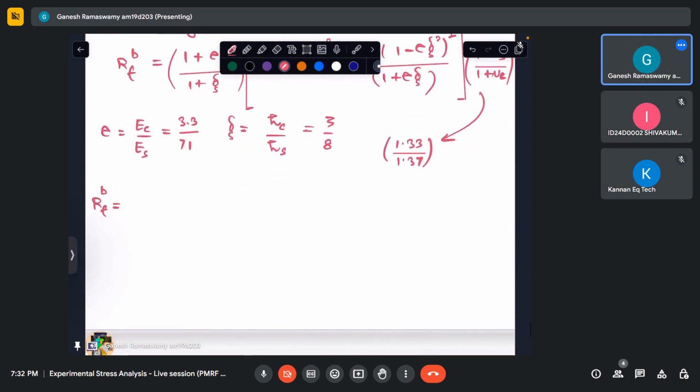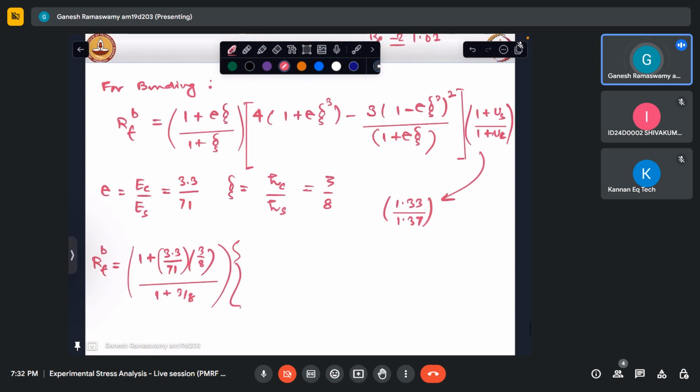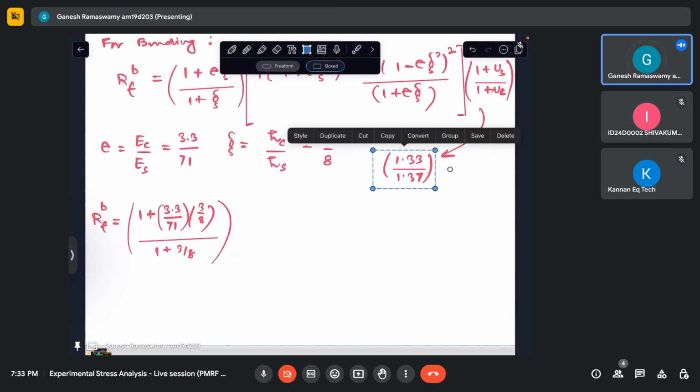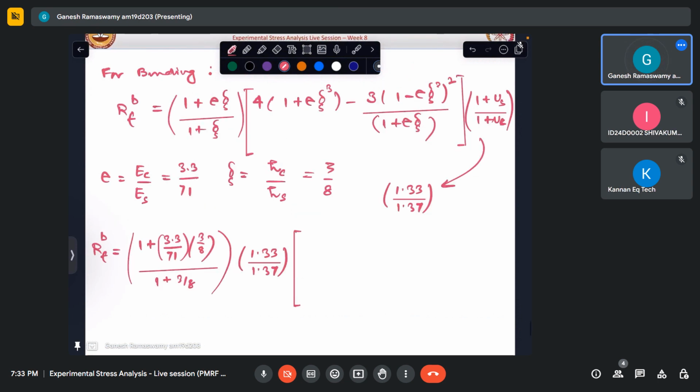So what I'll do is I'll take this into whatever comes in the bracket. This I'll write fully when I post this. I won't be doing that now. So E is 3.3 by 71, and G is 3 by 8.